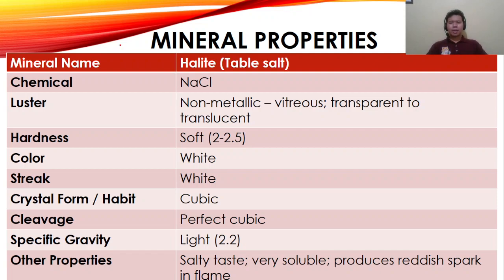Okay, so talking about mineral properties, we are referring to the chemical composition, the luster, whether it is non-metallic, transparent, or translucent. They may be soft or hard, their color may react to a certain chemical, and their color will mark on the streak plate. So those are other properties of minerals.